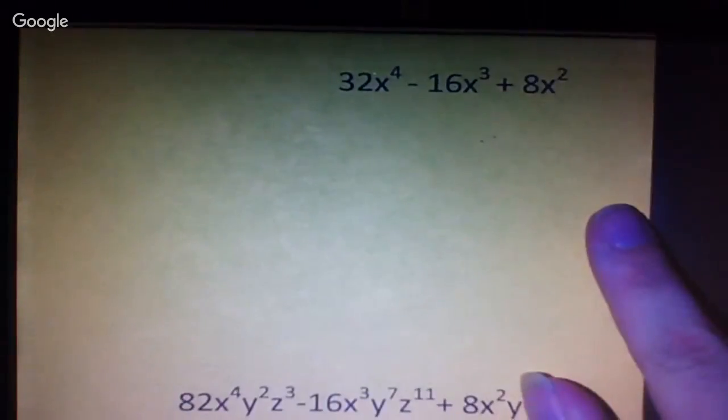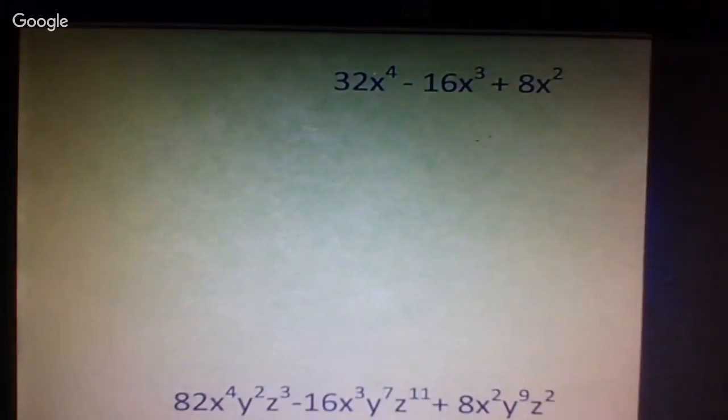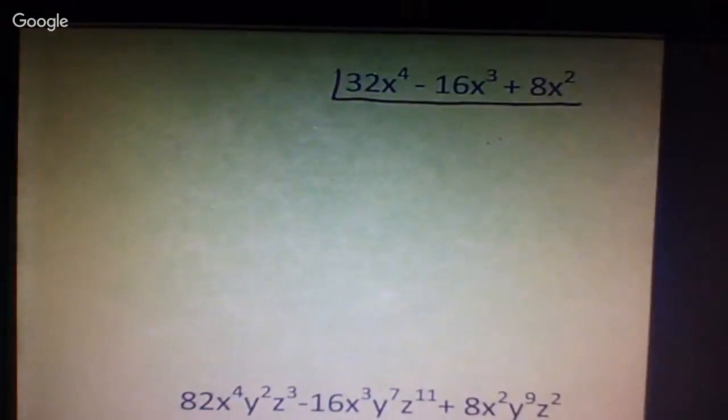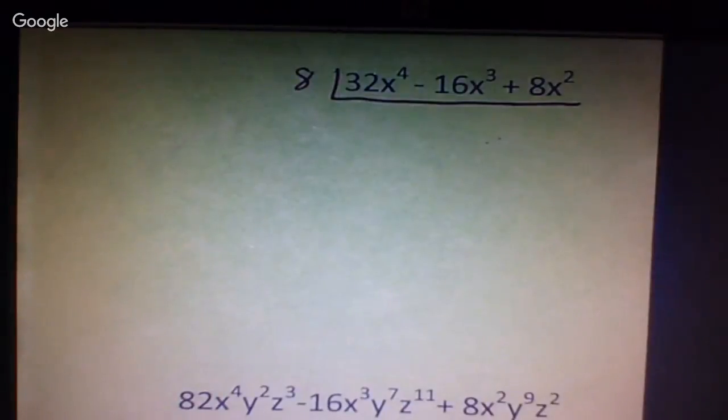All right, 2 more. Okay. Check out this one. I've got a 32, a 16, and an 8. Okay? 8 goes into this one. 8 goes into this one. Daniel, how many times does 8 go into 32? 4 times. So I'm left with 4x to the 4th.